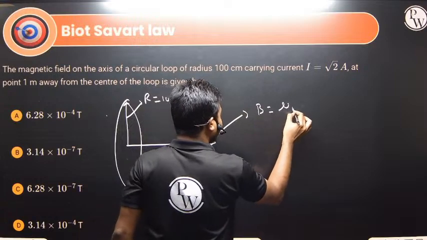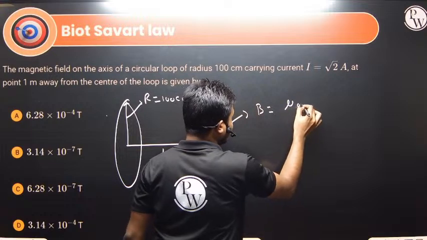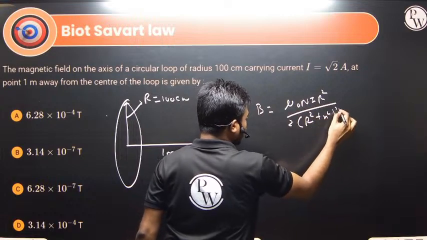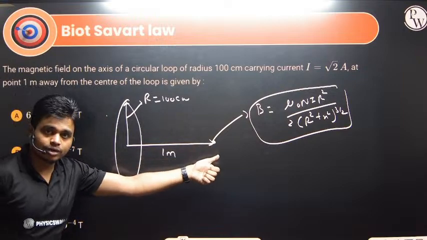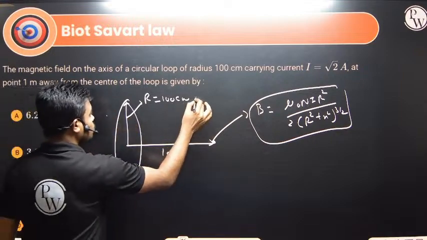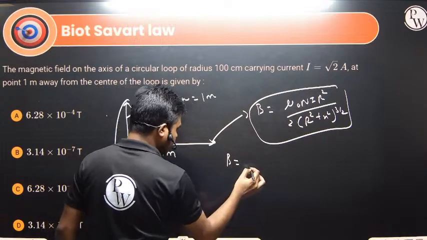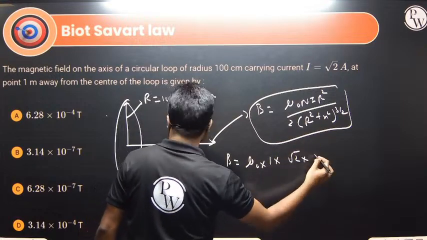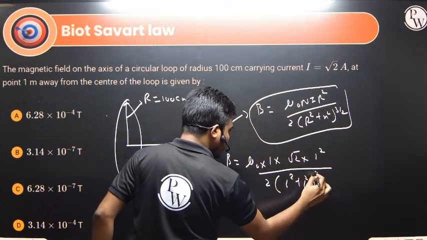So the magnetic field is given by mu naught N I R square. Actually, the general formula is mu naught N I R square divided by 2 into (R square plus X square) to the power 3 by 2. This particular formula we will use when the magnetic field is asked at a distance, here a distance of 1 meter from the center, and the radius should also be given. So the radius is also 1 meter. Putting the values, the magnetic field is given by mu naught N I R square. The number of turns is not mentioned, take it as 1. The current value is root 2, and the radius is 1, so 1 square divided by 2 times (1 square plus 1 square) to the power 3 by 2.